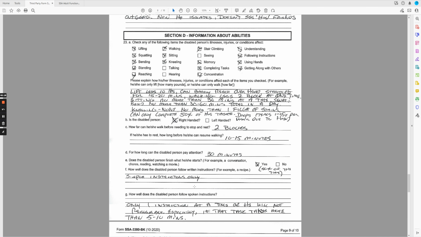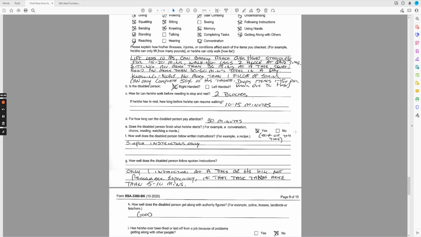How will the disabled person follow written instructions? For example, a recipe. So in Social Security world, they're looking, can this person do simple one or two step instructions like pour the water in, boil it, dump the ramen in. Detailed instructions are for more than 3 steps. So that's what they're looking for.